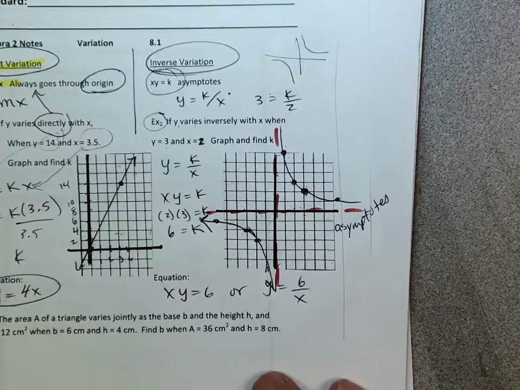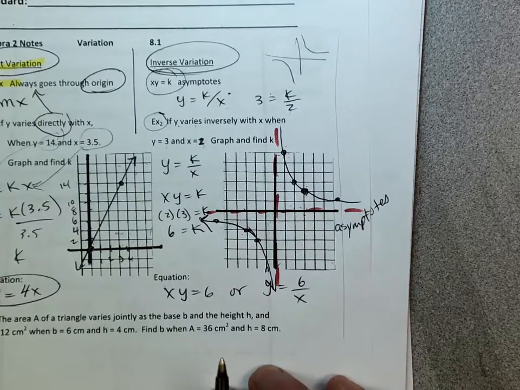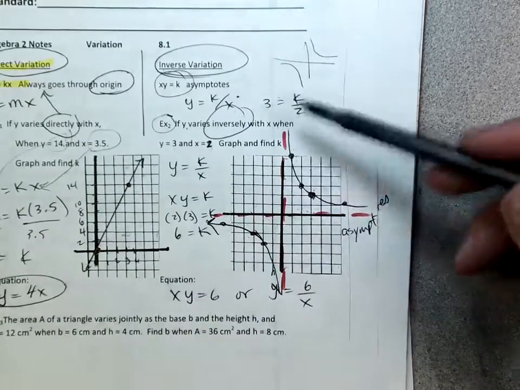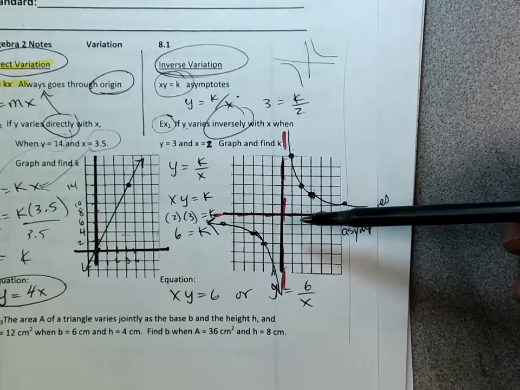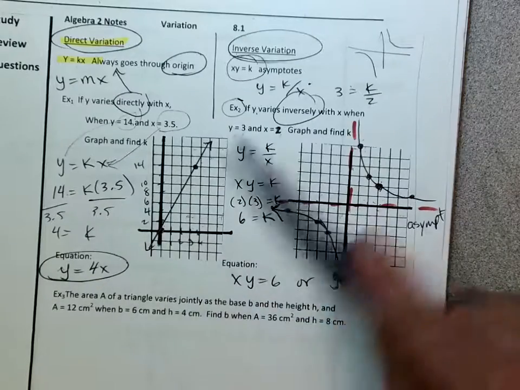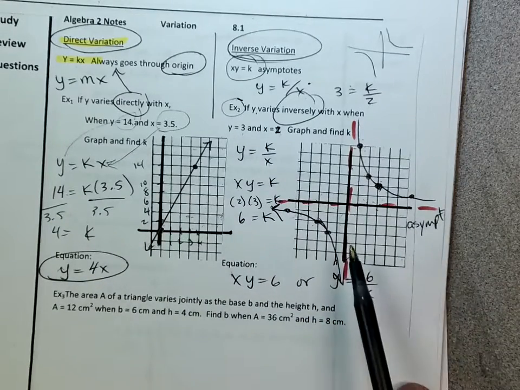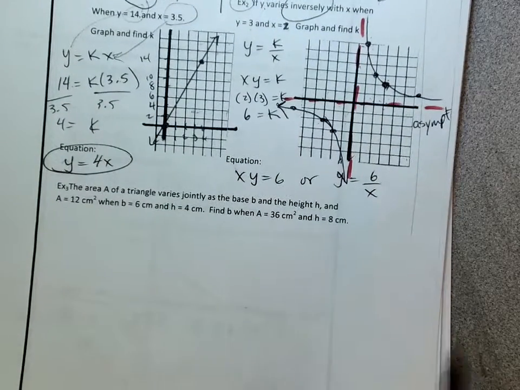Okay, now example 3. You ready to do example 3? No, not yet. So inverse is going to have this shape, always, right? Direct variation is going to be a straight line going through the origin. Always.